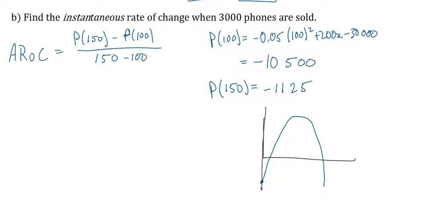But it looks to me like they started losing a lot of money. By 100 phones, they've still lost a lot, but they're doing better. After selling 50 more phones, they're overall making money, so they're on the right track. So let's go ahead and finish answering this.